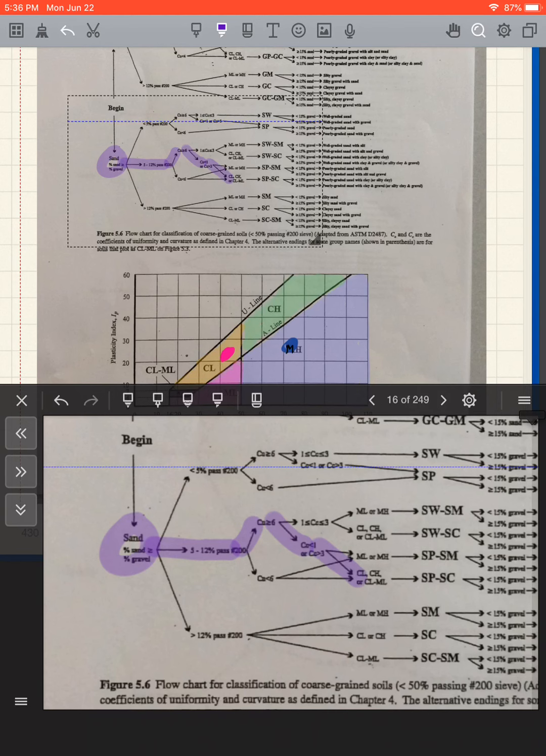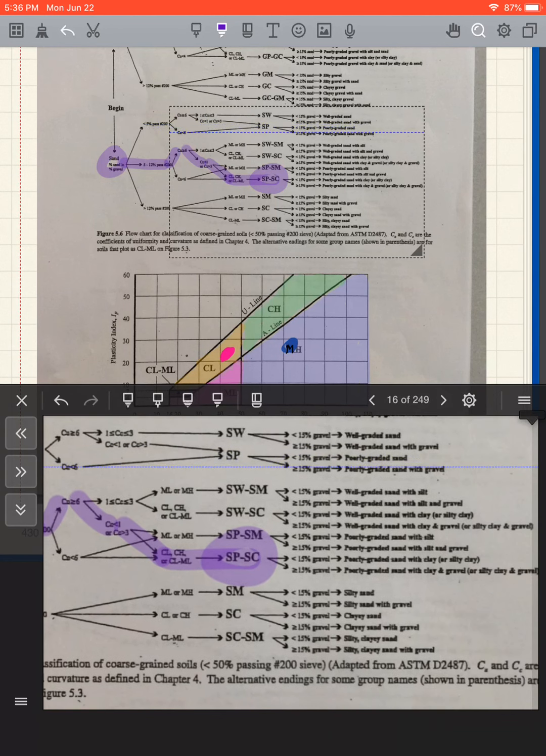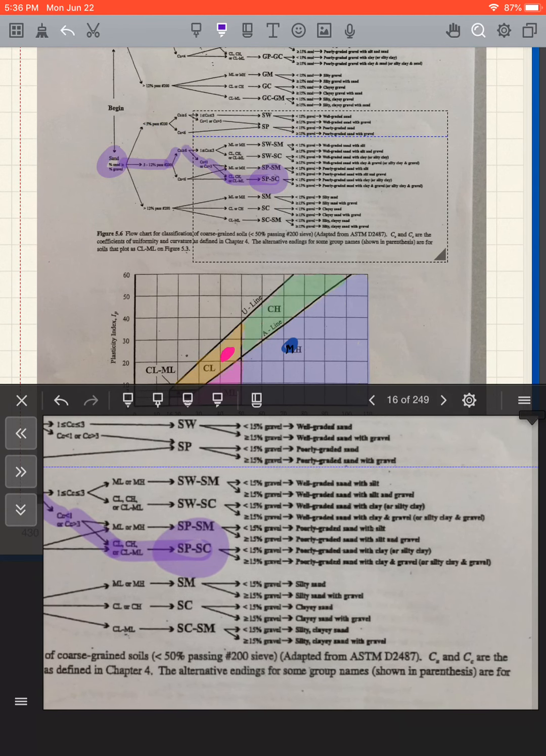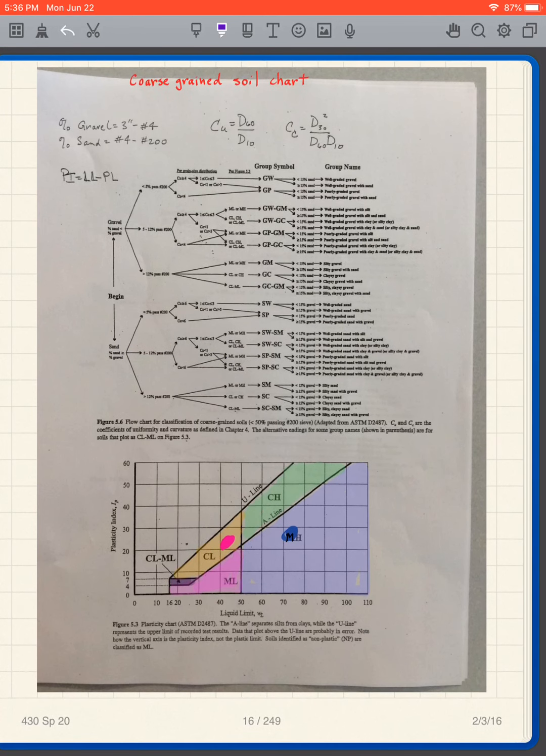So I'm down here, so that takes me over to here. I have an SP-SC. So my soil is SP-SC, and then how much gravel? I had 31% gravel, so I had greater than 15% gravel, so I'm here, which means that I have SP-SC, and then I read this: poorly graded sand with clay and gravel. That is my answer. So SP-SC, poorly graded sand with clay and gravel. And that is my answer here.